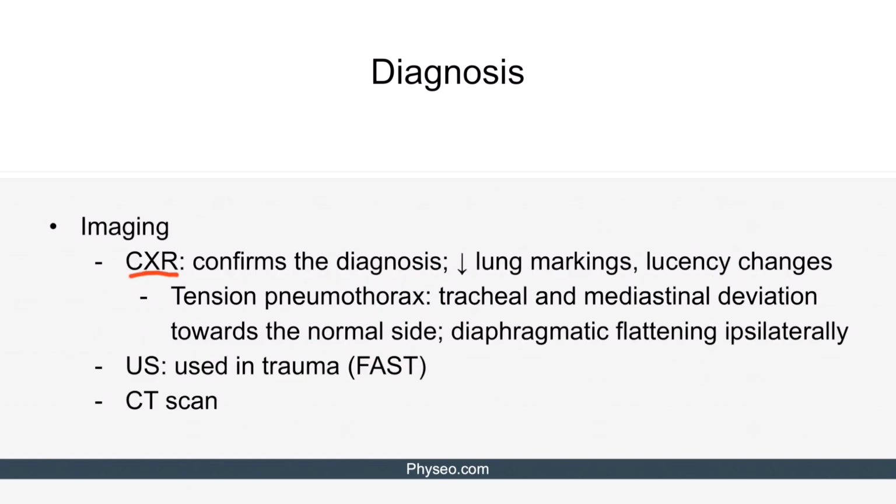On imaging, a chest x-ray confirms the diagnosis and shows decreased lung markings and lucency changes. Findings supportive of tension pneumothorax include tracheal and mediastinal deviation towards the normal side and ipsilateral diaphragmatic flattening. An ultrasound is especially helpful in the setting of trauma and is part of the FAST protocol. Finally, a CT scan can also be used.